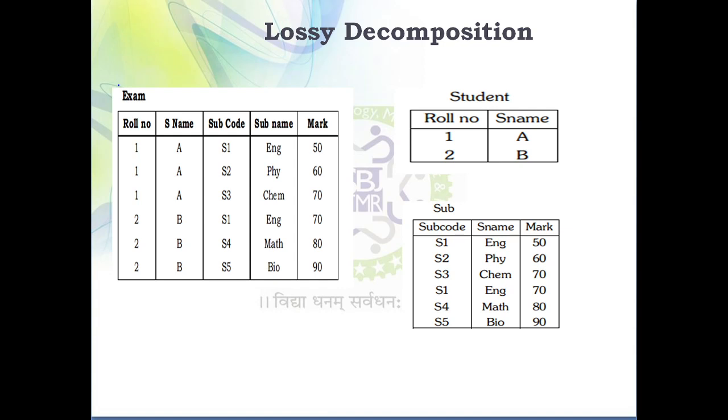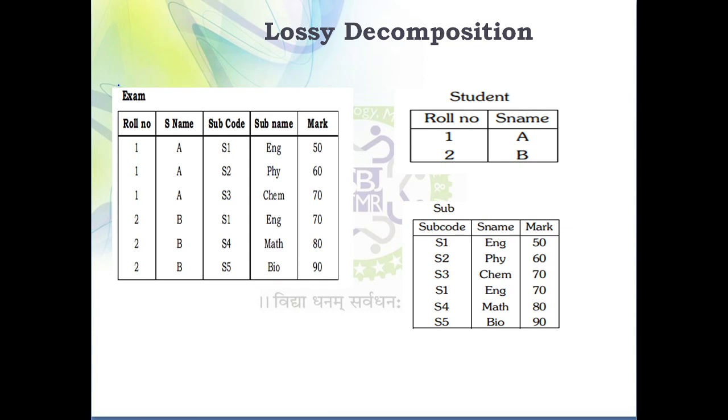So in lossy decomposition, what should you remember? Suppose I split one table into a number of sub tables; after combining the sub tables I am not getting the original table back. This is the first thing. Second, you are going to lose some information, as well as you will get some additional rows. After joining the sub tables you get some additional tuples in your table which are not present in the original table. First, let's try to understand how we lose some information.